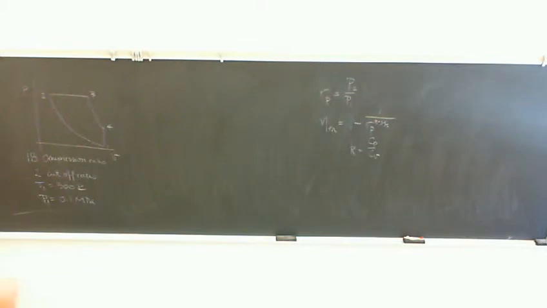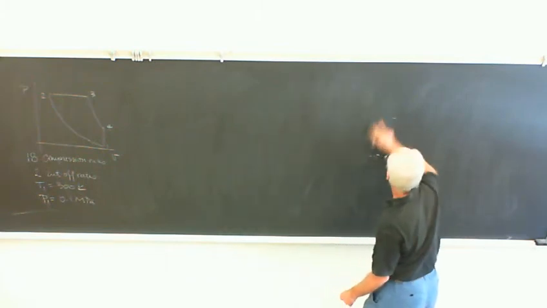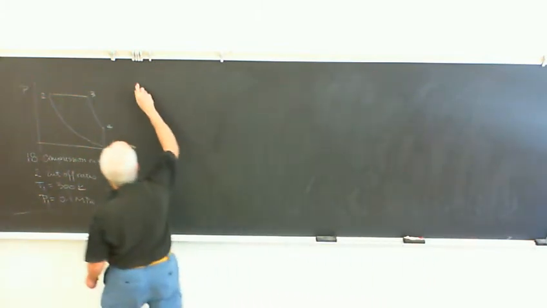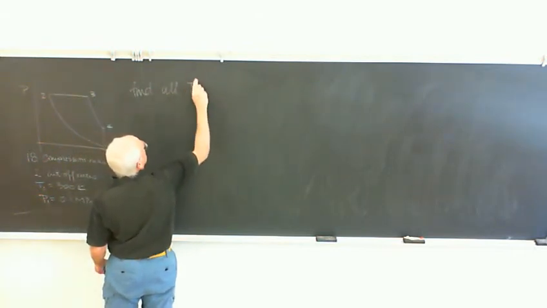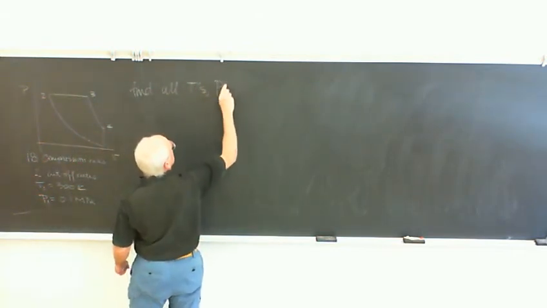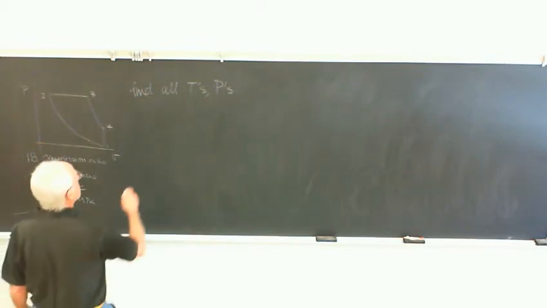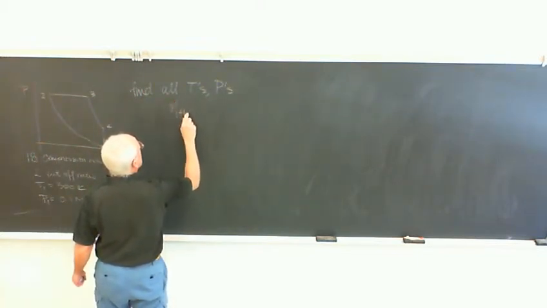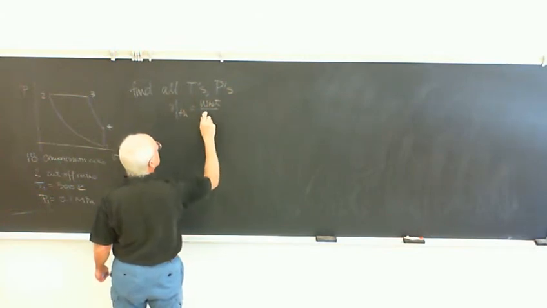And I think that's all you need. So, find all the temperatures and pressures. You're probably going to have to find at least the temperatures anyway, because you need the state points to come up with the U's and the H's at the appropriate places. Find the thermal efficiency using our standard definition.